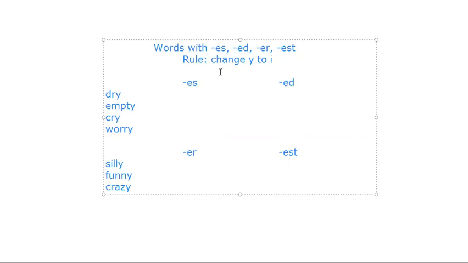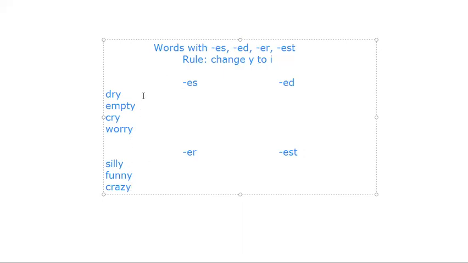So our rule for some of these, when we add an es, ed, er, est ending, is that if you noticed, all of these words end with a y, right? So our rule is when we write and we have to add our ending, our suffix, which is our ending, to the base word, we have to change the letter y to an i and then add our ending. So each one of these words ends with a y.